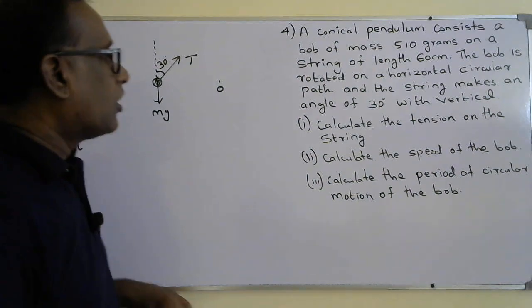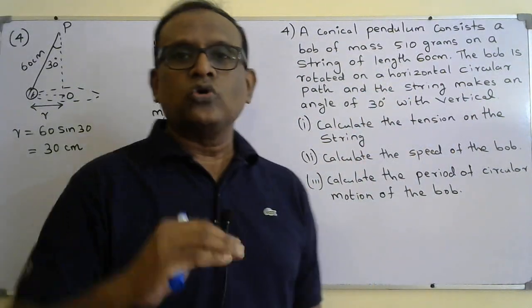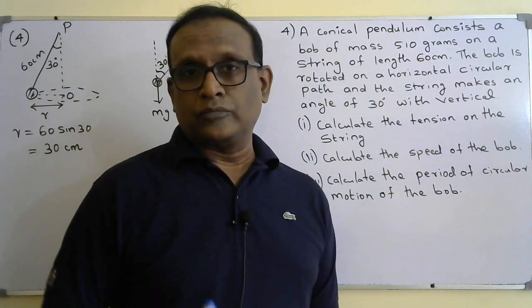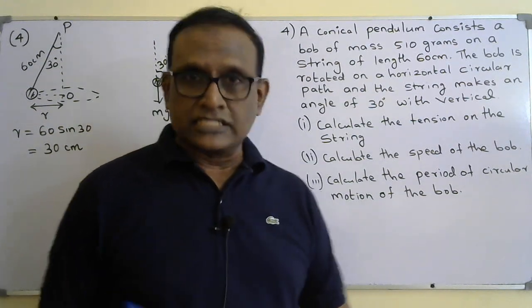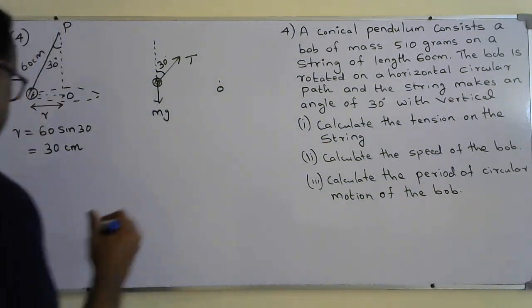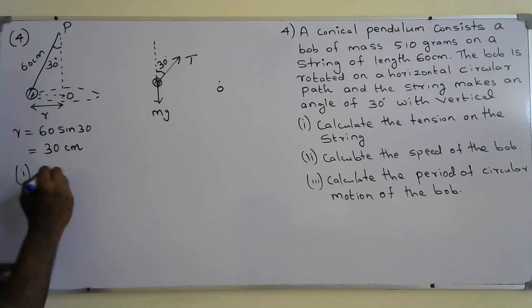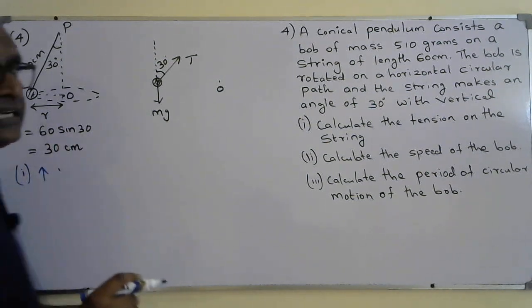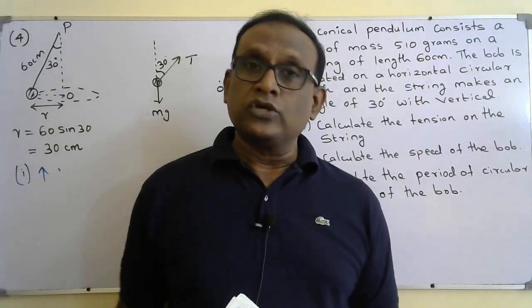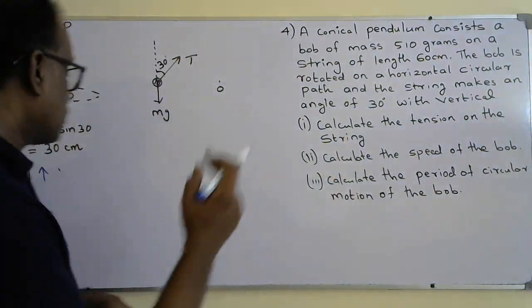Okay, now we'll see the first part. Calculate the tension in the string. They are saying it's moving on a horizontal circular path, which means there is no upward or downward motion of the bob. So the resultant vertical force must be equal to 0 according to Newton's first law. There is no vertical upward or downward acceleration, moving on a horizontal circle.